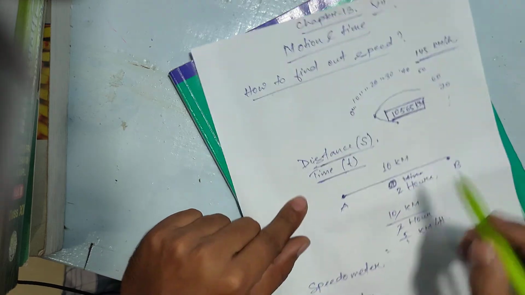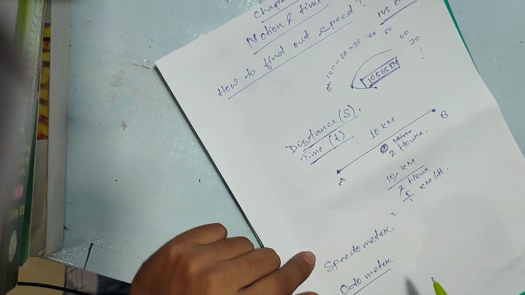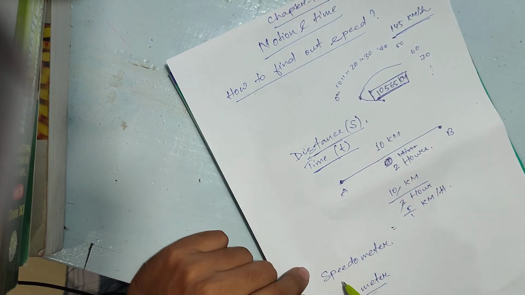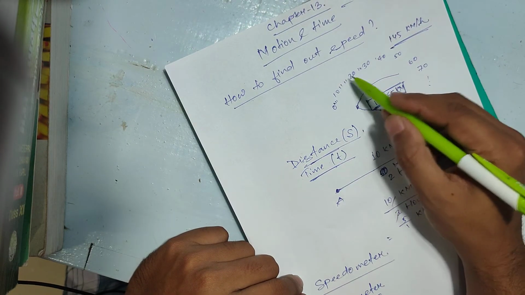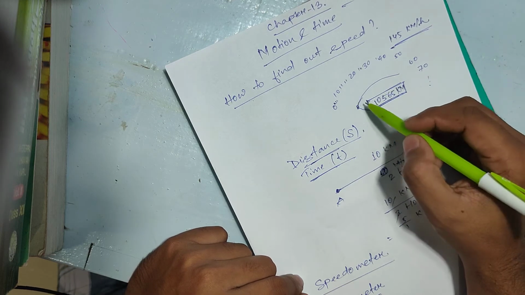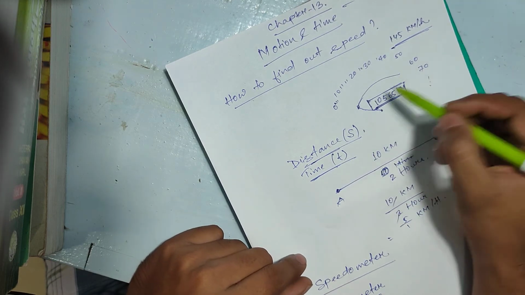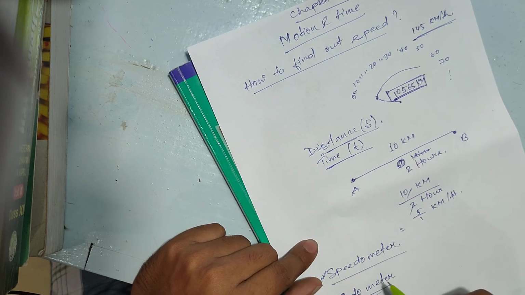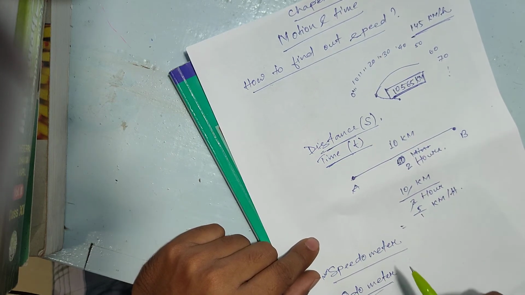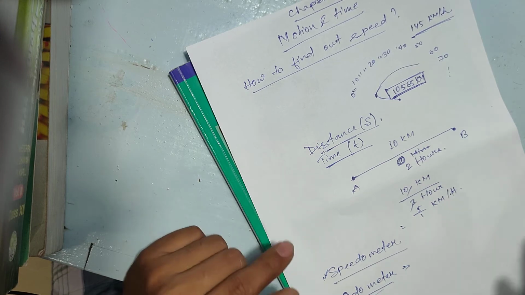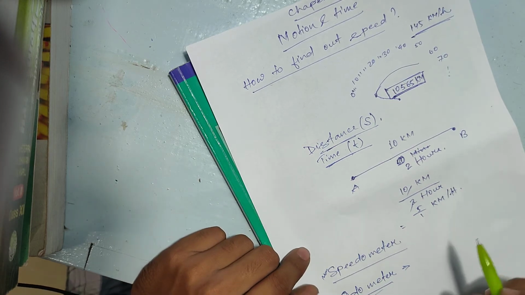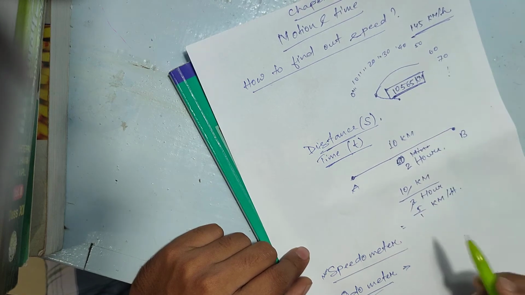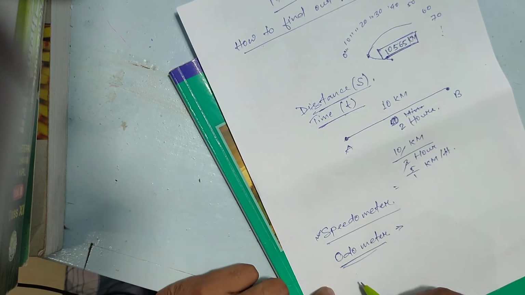This meter is known as the odometer. In the odometer, the total distance covered by the vehicle is mentioned. And the speedometer is this one, where the speed of the vehicle is mentioned. So there are two different ones: one is the speedometer, another is the odometer. In the odometer, the total distance of the vehicle is mentioned, and in the speedometer, the speed of the vehicle is mentioned.